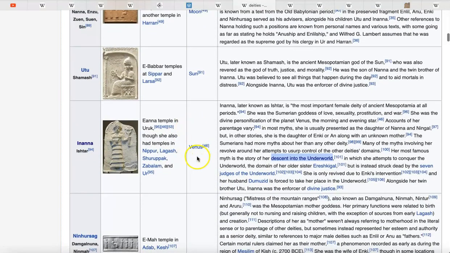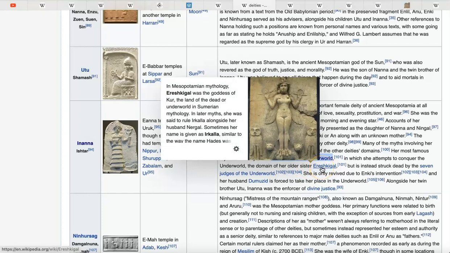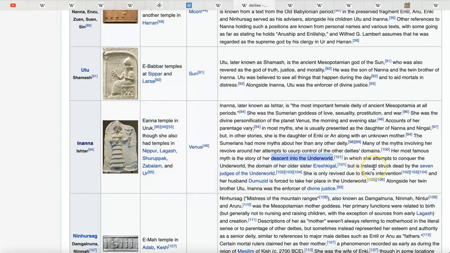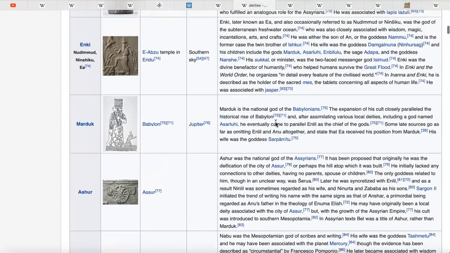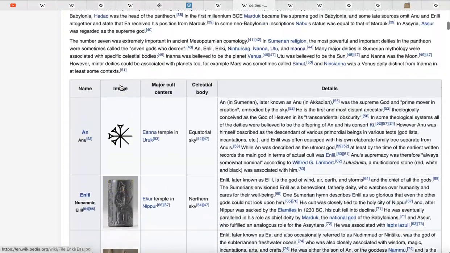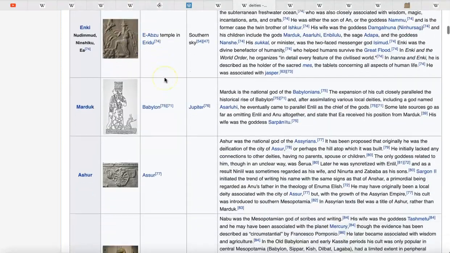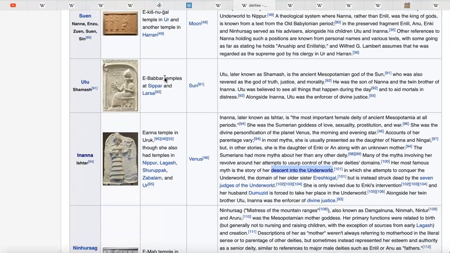Inanna, Venus, okay, descent into the underworld. You see, I've been here already. In which she attempts to conquer the underworld, the domain of her older sister, Ereshkigal. This is Ereshkigal. I'm not going to click on that because I'm going to do a whole other thing on Ereshkigal. But she is instead struck dead by the seven judges of the underworld. Okay. And it takes Enki, one of the main ones, one of the top dogs in this hierarchy of deities, to intervene to save her.